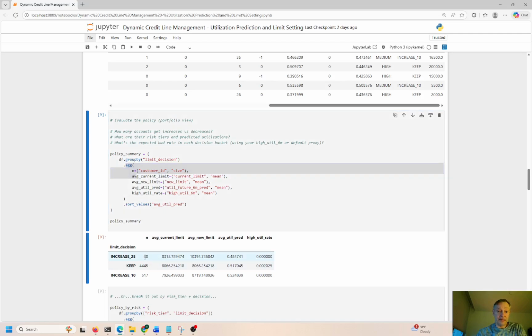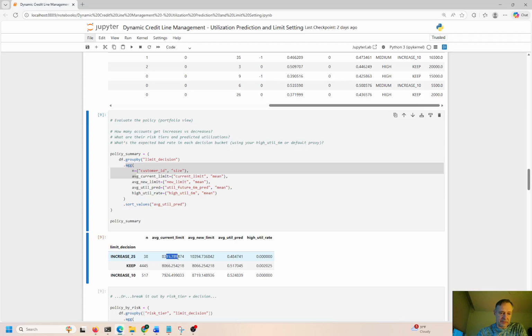So about 38 people will get increases, 4,445 will be kept the same, and 517 will increase 10%. So we have 38 people going up 20% dynamically in terms of the credit limit.